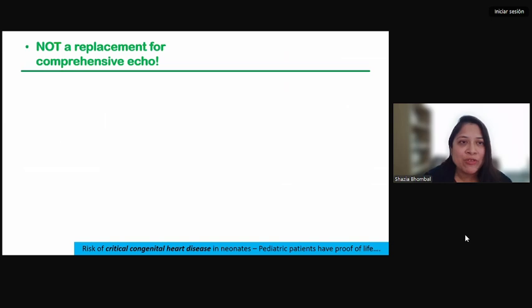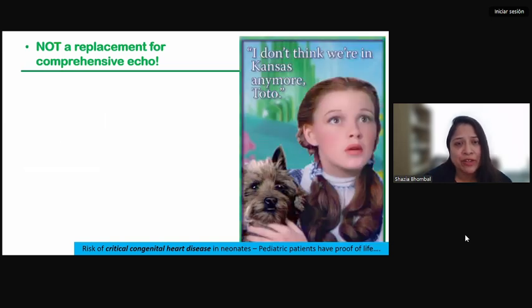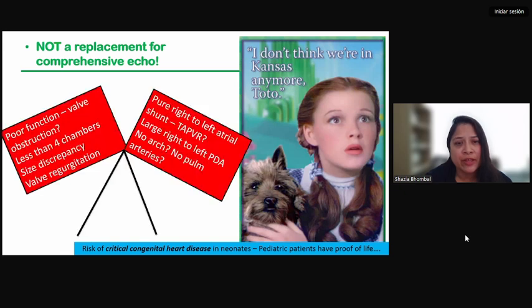But remember, it is not a replacement for comprehensive echo. And there is certainly a risk for congenital heart disease in neonates. Pediatric patients do have proof of life. We don't necessarily from a neonatal standpoint. So there could be many different etiologies for the heart not working as well. And making sure we understand that and recognize that as a limitation when we're doing cardiac POCUS is certainly important.